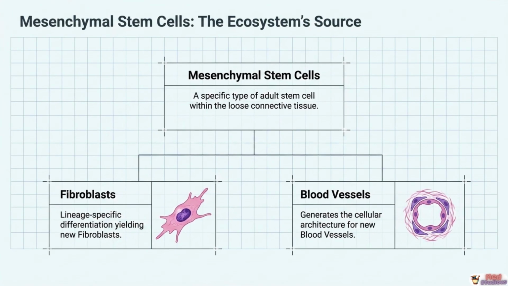Maintaining this biological metropolis requires a constant source of renewal, which is provided by mesenchymal stem cells. Found scattered within the loose connective tissue, mesenchymal stem cells are a specific, multipotent type of adult stem cell. They are essentially the blank slates of the areolar ecosystem. Their primary role is to ensure the tissue can adapt, repair, and regenerate over a human's lifespan. Through lineage-specific differentiation, these stem cells can yield brand new fibroblasts to replace those that have aged or died, ensuring the continuous production of the extracellular matrix.